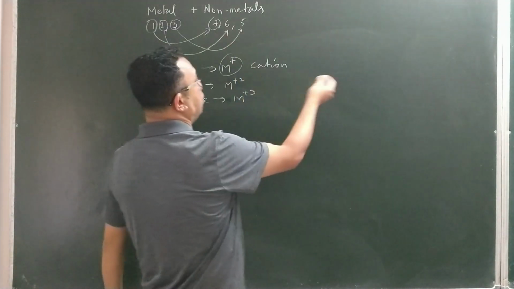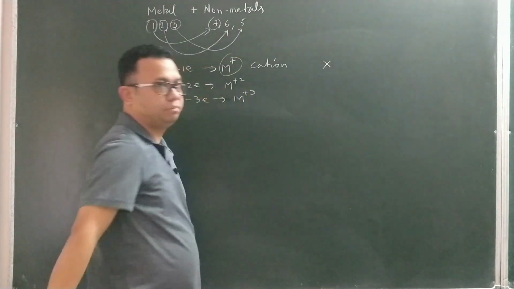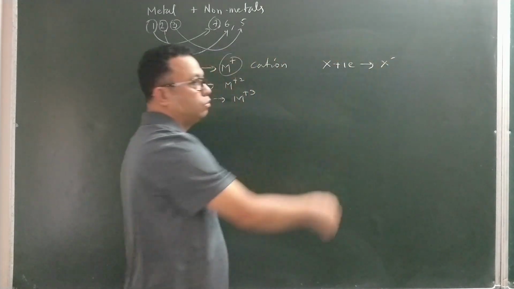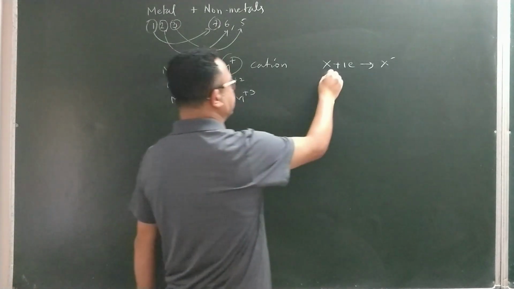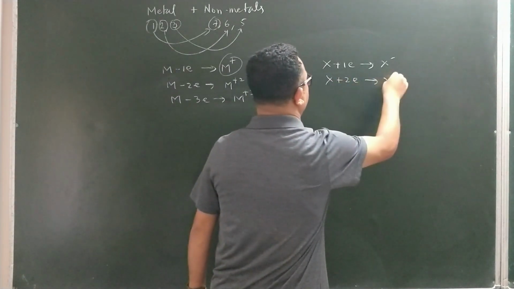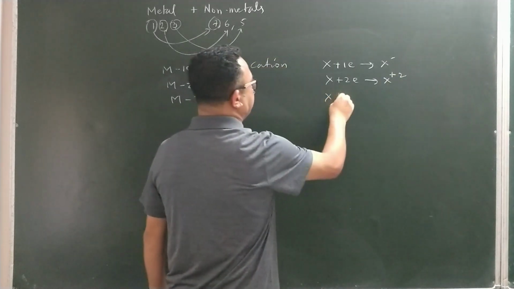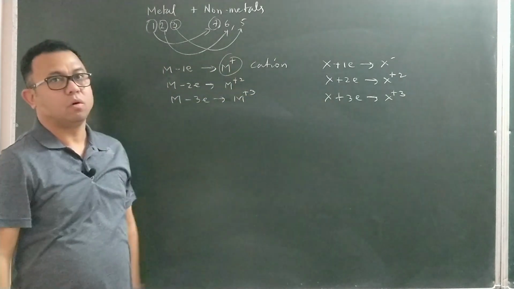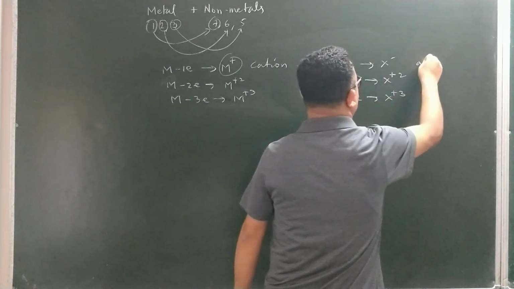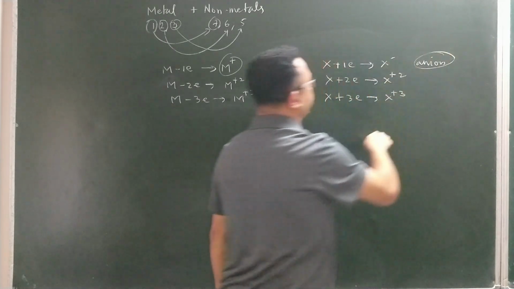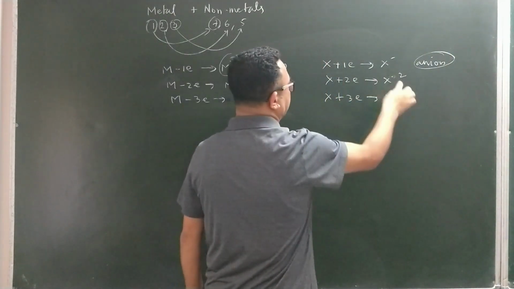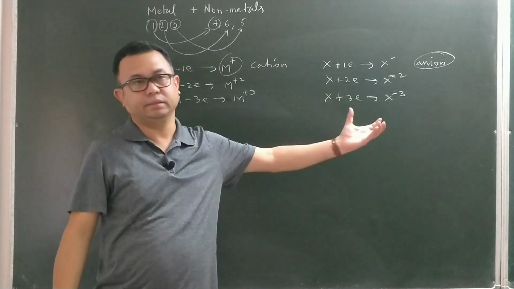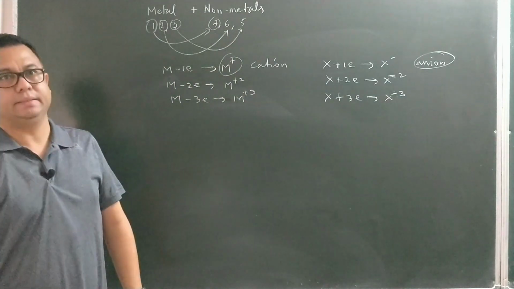In the same way, whenever a non-metal, let's take one non-metal X, gains an electron, it will form X minus, as it now has 1 electron extra. In some cases it may gain 2 electrons, forming X2-, or gain 3 electrons to form X3-. The positive ions are what we call cations, and the negatively charged ions are what we call anions.